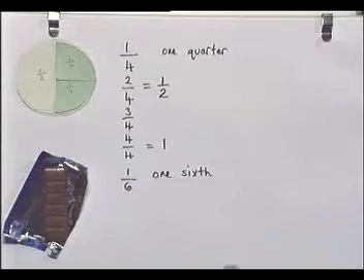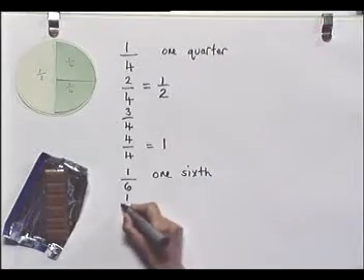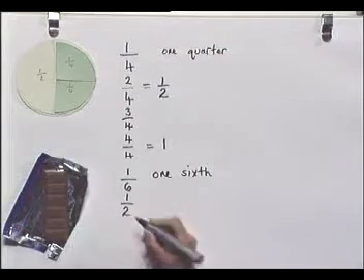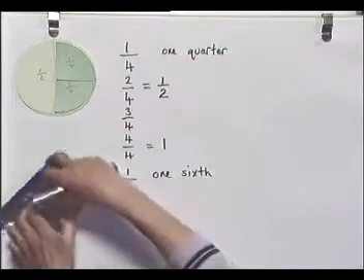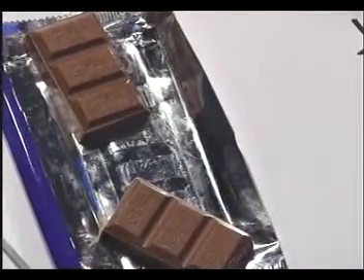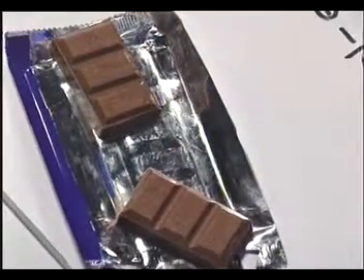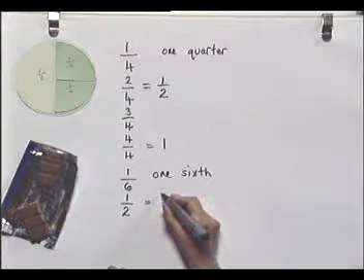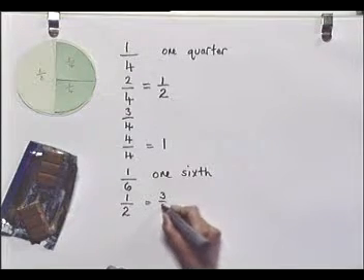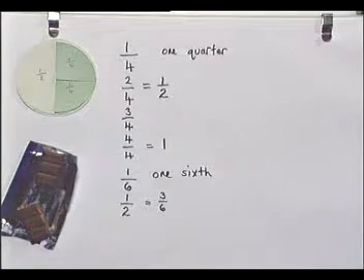Now, let's say I'm going to share my bar of chocolate with the cameraman. So I want to divide the bar of chocolate into 2 pieces. So if I do that, we're each going to have 1, 2, 3 pieces out of 6. So 1/2 is exactly the same as 3/6.